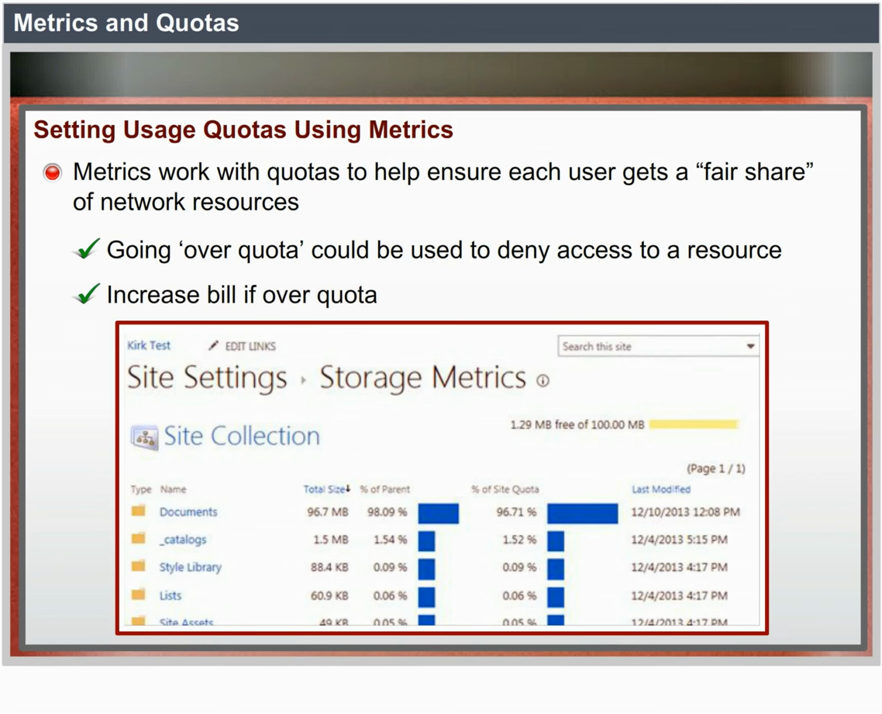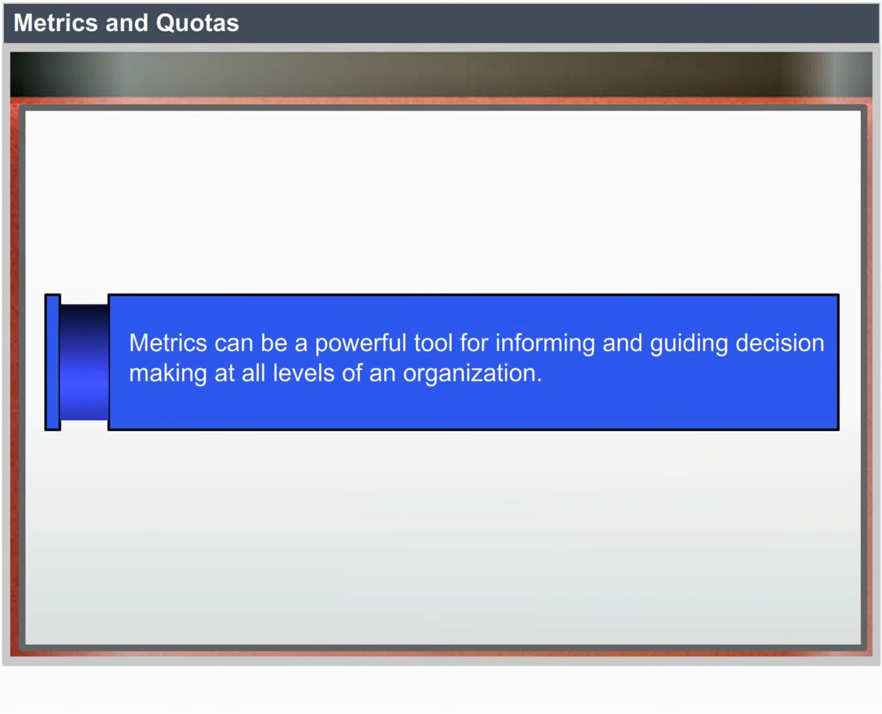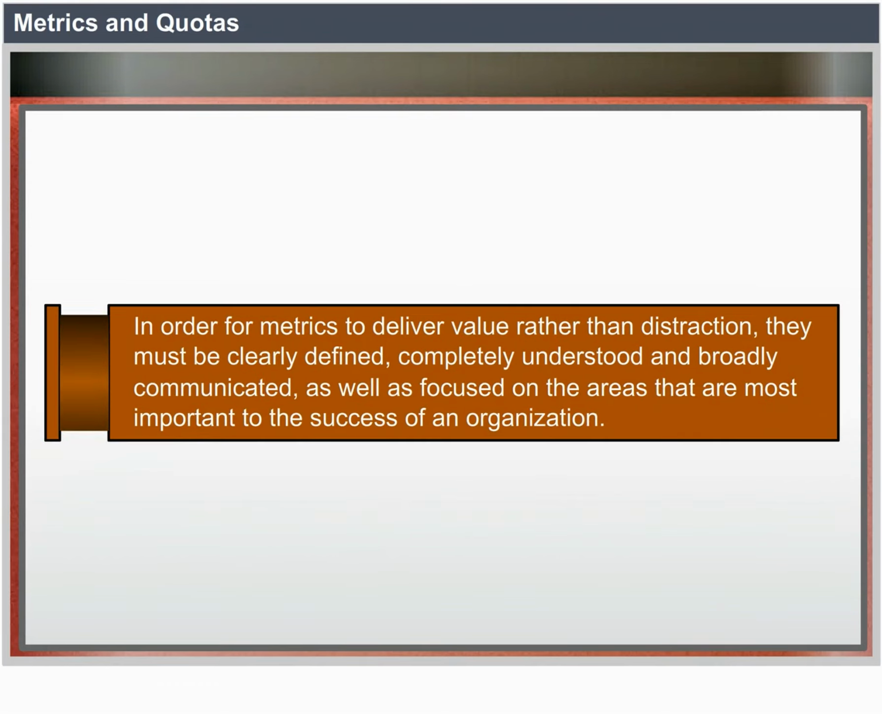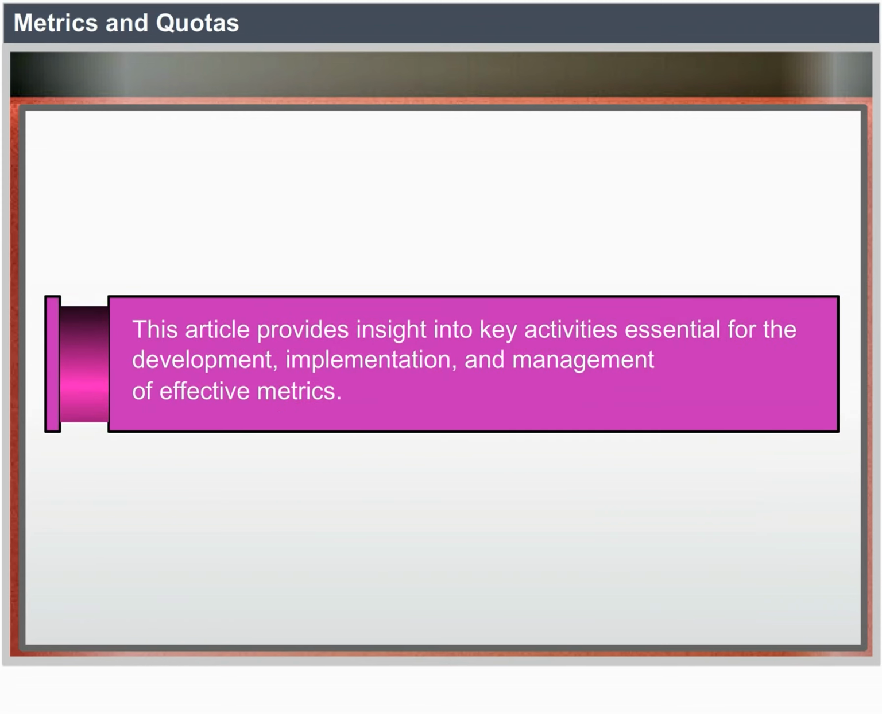Metrics can be a powerful tool for informing and guiding decision making at all levels of an organization. They can, however, be detrimental if not designed and implemented properly. In order for metrics to deliver value rather than distraction, they must be clearly defined, completely understood, and broadly communicated, as well as focused on the areas that are most important to the success of an organization. This article provides insight into key activities essential for the development, implementation, and management of effective metrics.